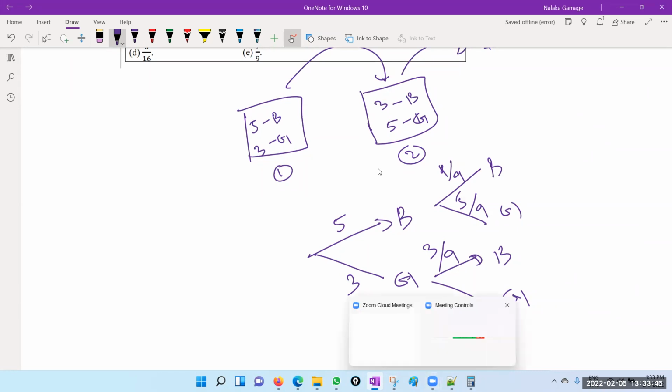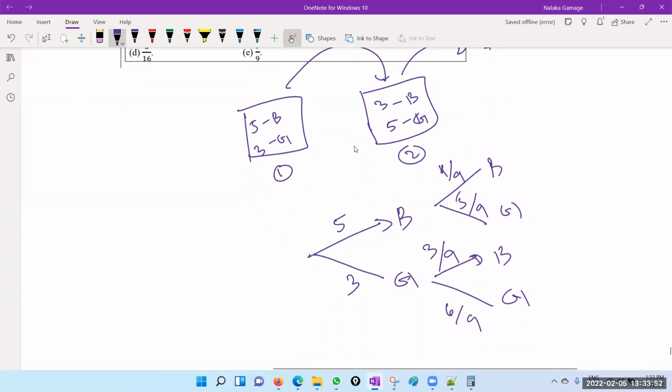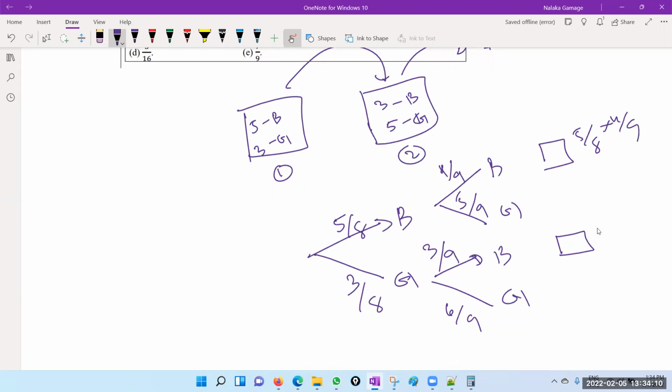So the question is, what is the probability of it being black? The second one being black means either this or this. So this is 5 divided by 8, 3 divided by 8. So this is 5 divided by 8 into 4 divided by 9. This is 3 divided by 8 into 3 divided by 9. So these are mutually exclusive. Therefore, I can add.